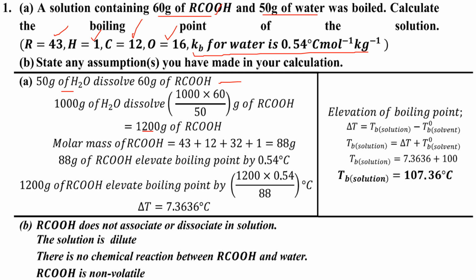Now, we say that 50 grams of water are going to dissolve this. Then what about 1,000? This should be your first step. Given mass of a solvent dissolves a given mass of a solid. What about 1,000? Dissolves what? This is what you should start with. Now we have to get the molecular mass of our solid. Molecular mass of our solid is this.